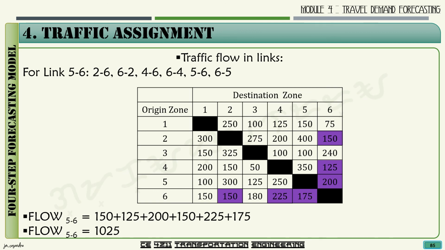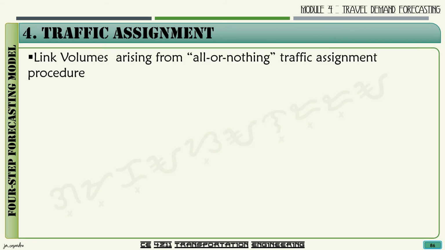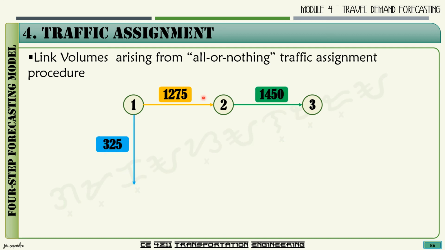So once we have computed all the total flows for our shortest links, we can now simplify our values or our representation by a diagram. These are the link volumes that would arise from the all-or-nothing traffic assignment procedure. For 1, 2, we have computed a total flow of 1,275. Then for 2, 3, we have 1,450. This is what we have computed.